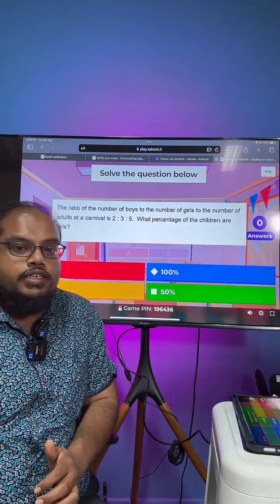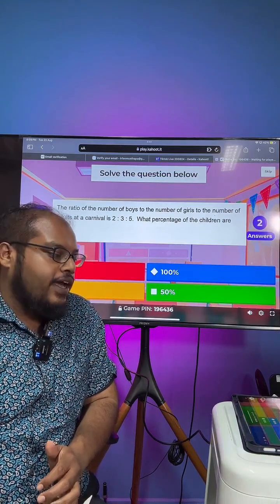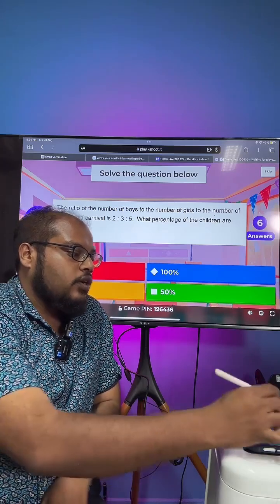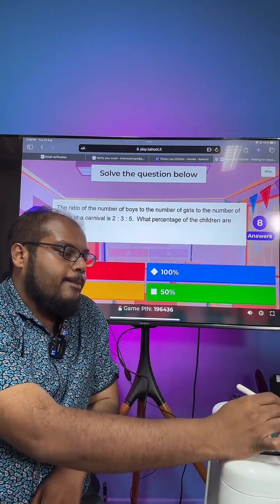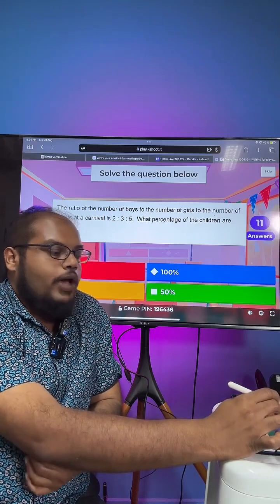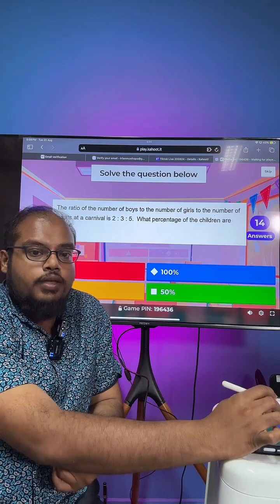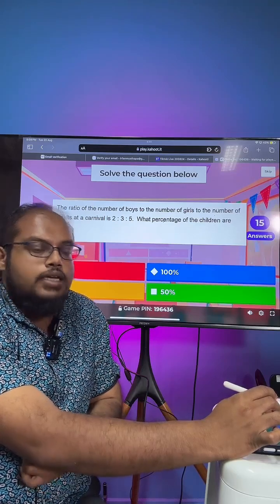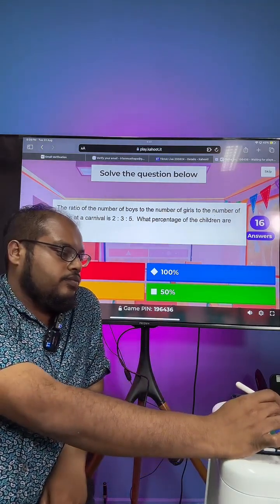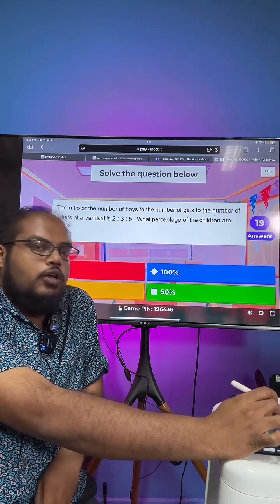A ratio question. Boys to girls to adults is 2:3:5. What percentage of them are girls? Not of the children, okay? Those who are interested to join, the game pin is below here.